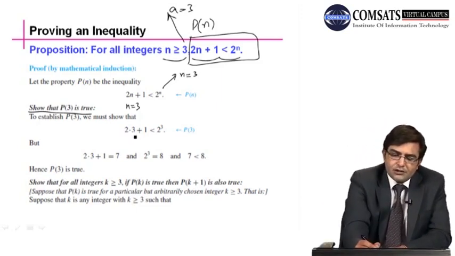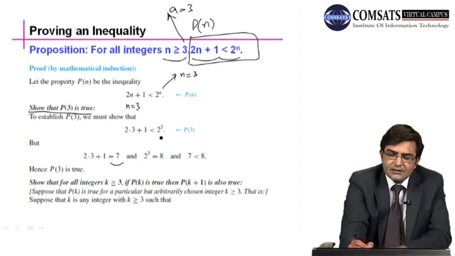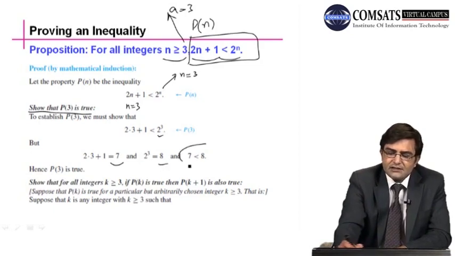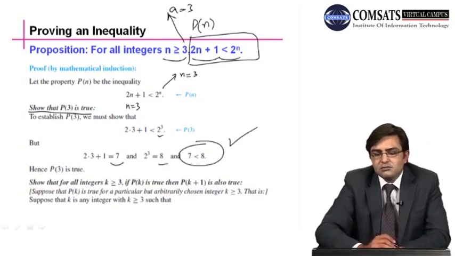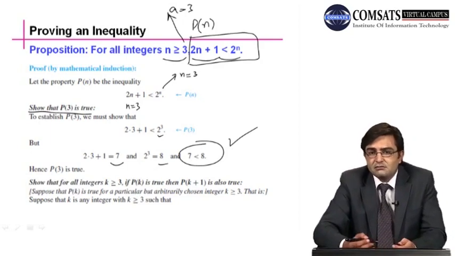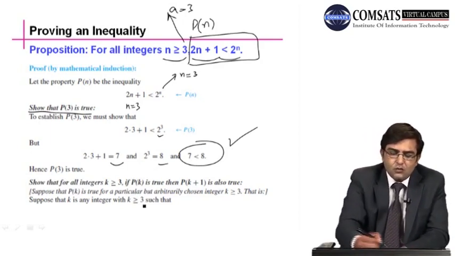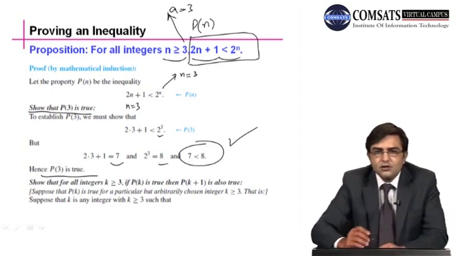If we put n equal to 3 here, 2 times 3 is 6, plus 1 is 7, and 2 power 3 is 8. So 7 is less than 8, so this inequality is true. So we can say that P of 3 is true.